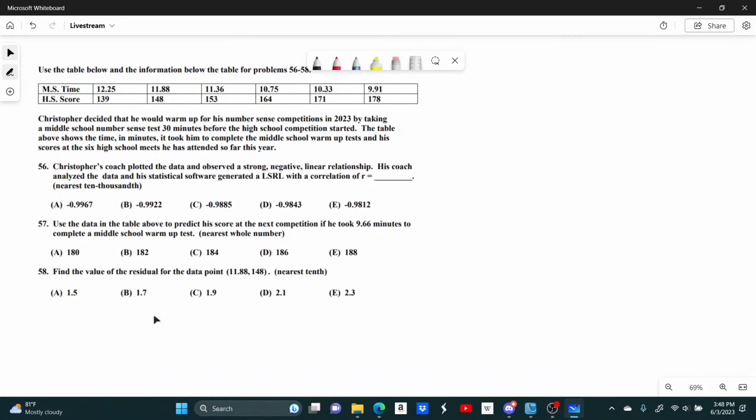All right, use the table below for 56 through 58. Okay. So Christopher decided that he would warm up for his number sense competitions in 2023 by taking a middle school number sense test 30 minutes before the high school competition started. The table above shows the time in minutes it took him to complete the middle school warm-up tests and his scores at the 6 high school meets he has attended so far this year. So, 56. Christopher's coach plotted the data and observed a strong negative linear relationship. His coach analyzed the data, and his statistical software generated a least squares regression line with a correlation of r equals what?